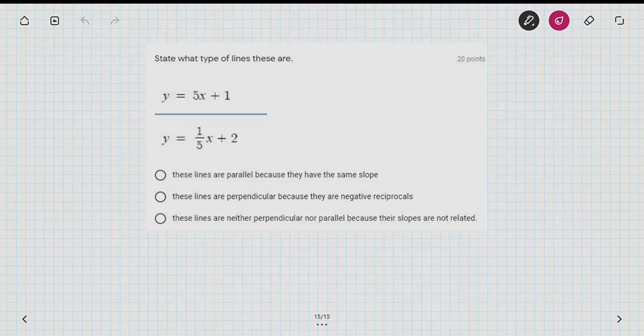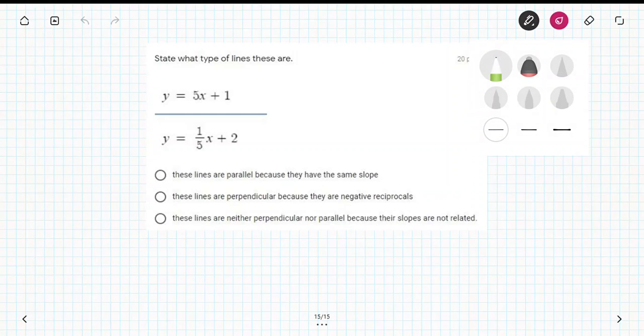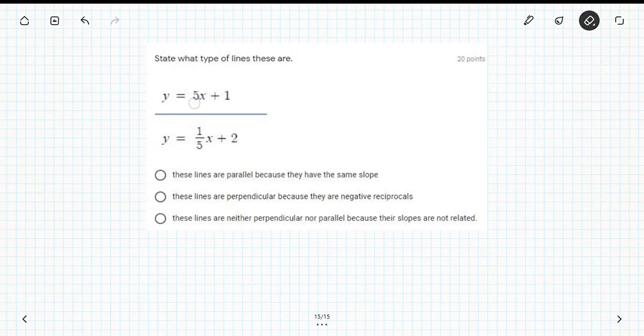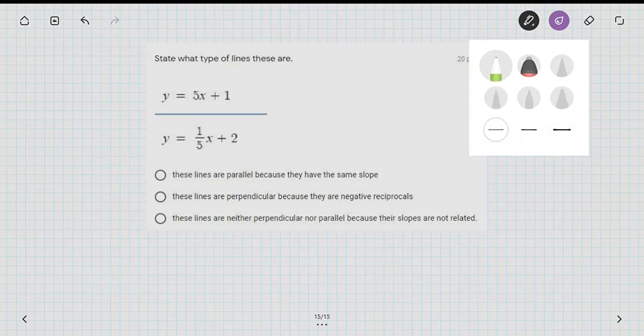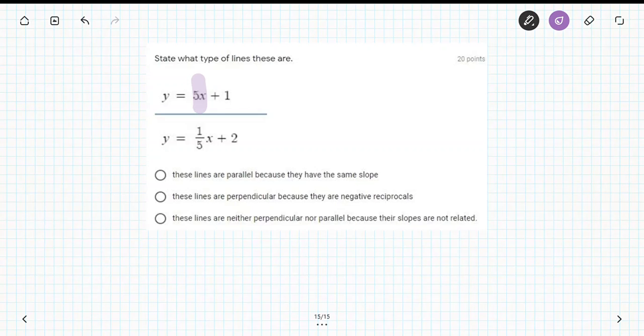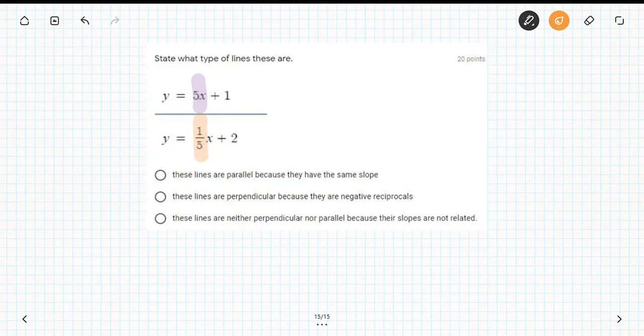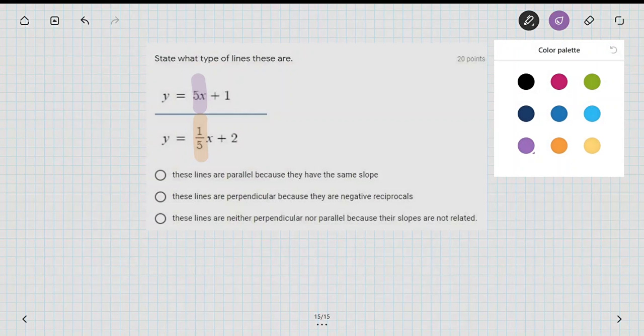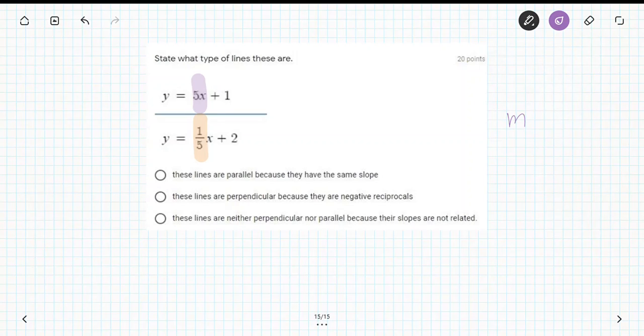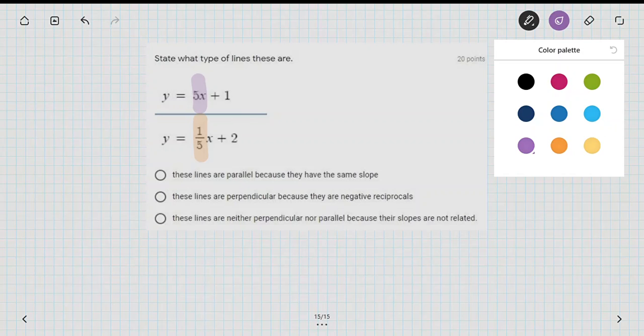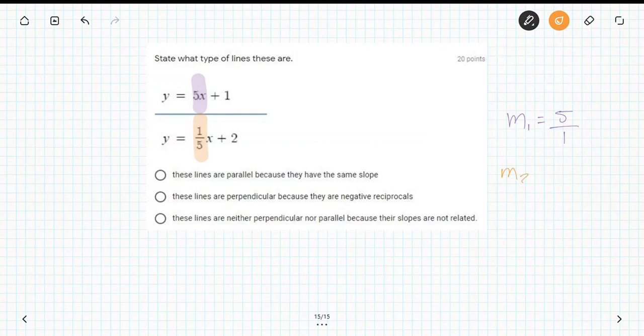Let us do exactly what we did the previous two times. Let's highlight the slope. Highlight this slope, and let's highlight this other slope. So the slope of the first line is going to be 5 over 1 because it has an invisible 1 as the denominator. And the slope of the second line is going to be 1 over 5.